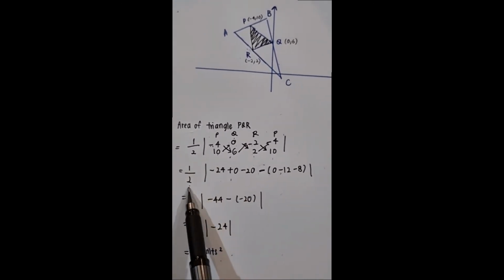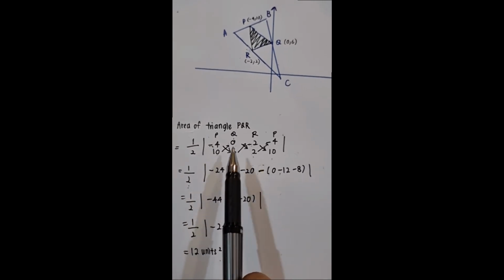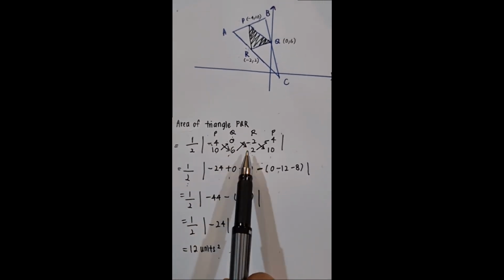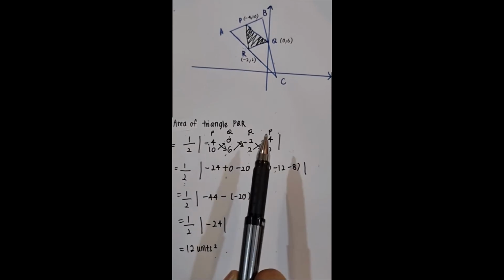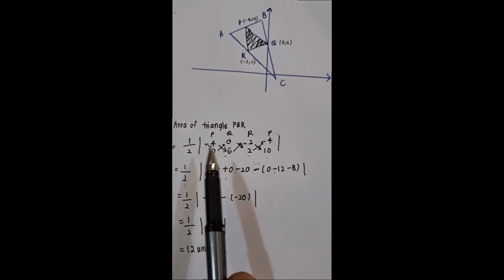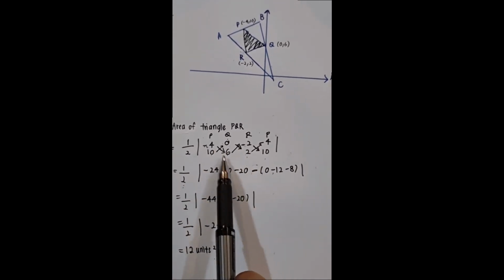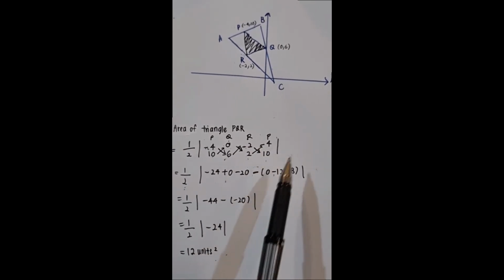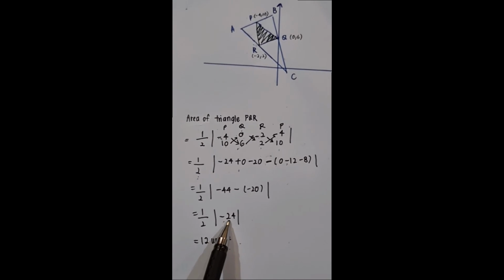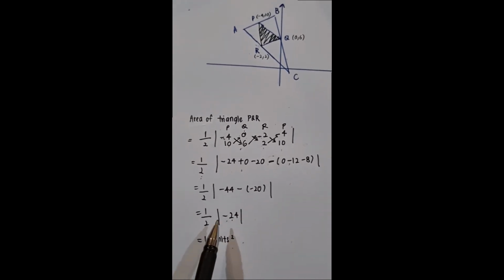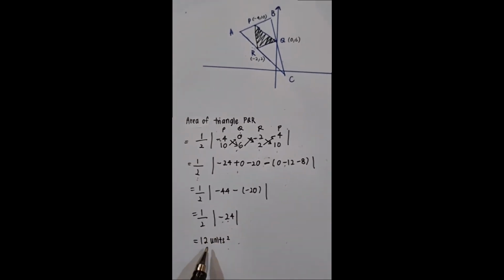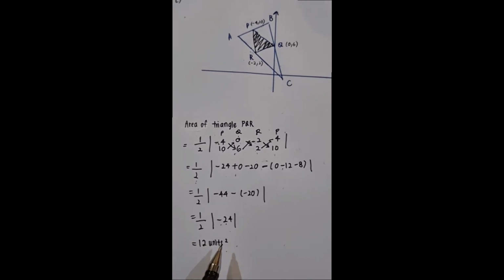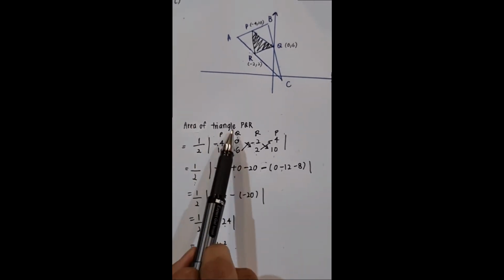So 1 over 2, negative 4 times 6 plus 0 times 2 plus negative 2 times 10. Then we have to minus 10 times 0 minus 6 times negative 2 minus 2 times negative 4. Then after that we will get negative 24. After we open the modulus, we'll get the answer 12 units squared. So the area of triangle PQR is 12 units squared.